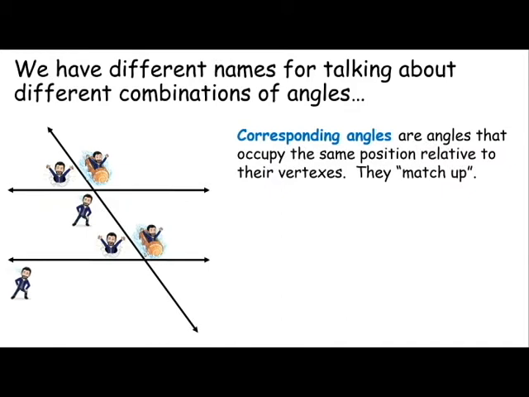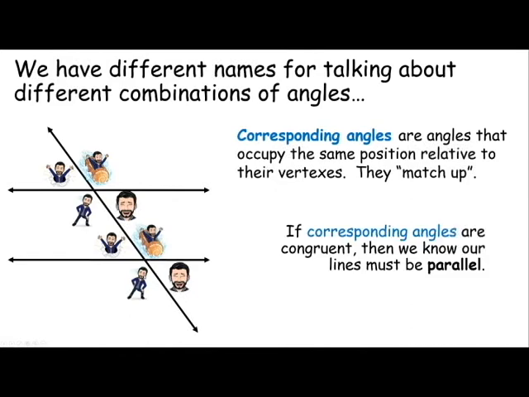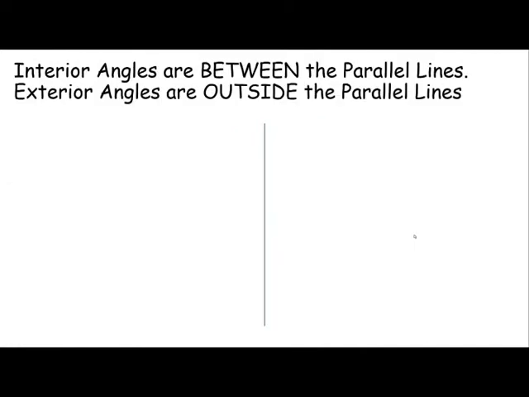Notice this top right and this top right are going to be congruent. Bottom left, bottom left, bottom right, bottom right. If I were to pick any pair of these corresponding angles, I need to realize that they are always going to be the same measure. They're always going to be congruent. If the corresponding angles are congruent, that is an indication for us that our lines are parallel. Likewise, if our lines are parallel, then we know the corresponding angles are going to be congruent. This is one of the different descriptions we're going to have.